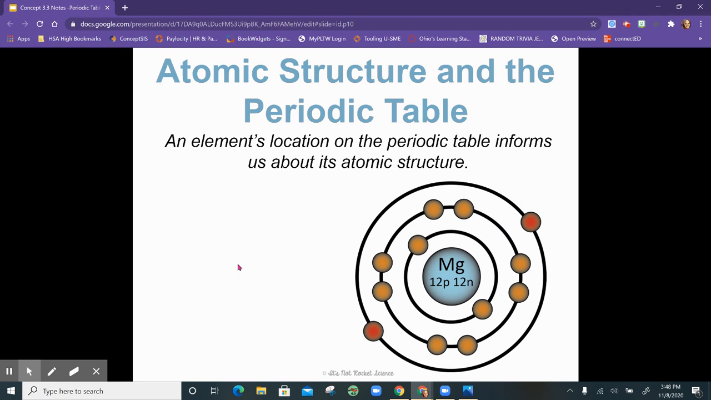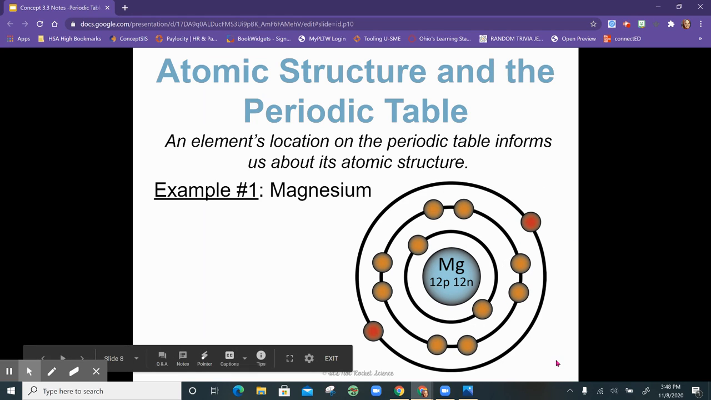Okay. So, atomic structure in the periodic table. An element's location on the periodic table informs us about its atomic structure. For example, this is magnesium, right? I'm asking you, how many shells do you see? One, two, three. 3 shells means what is the period number?